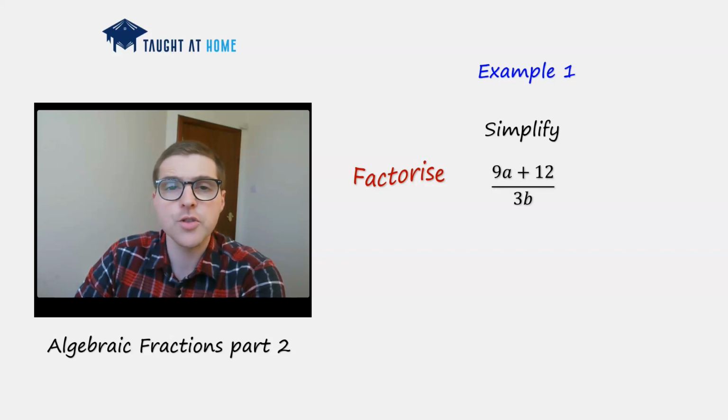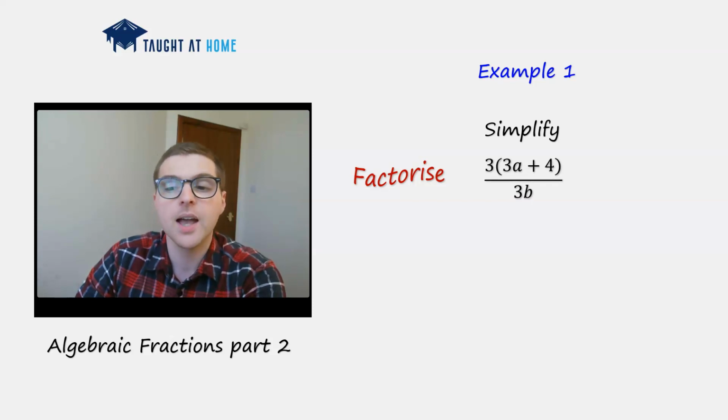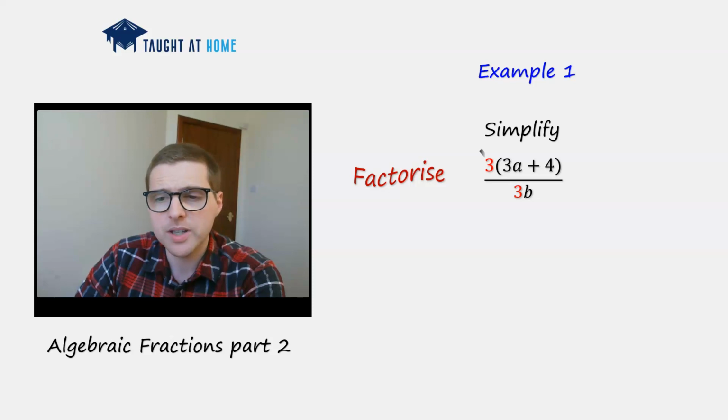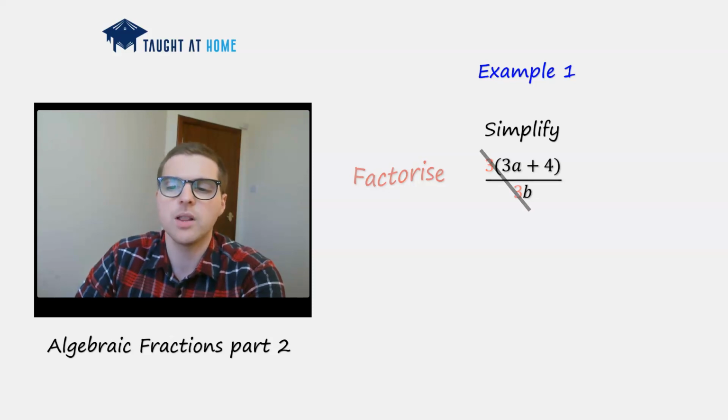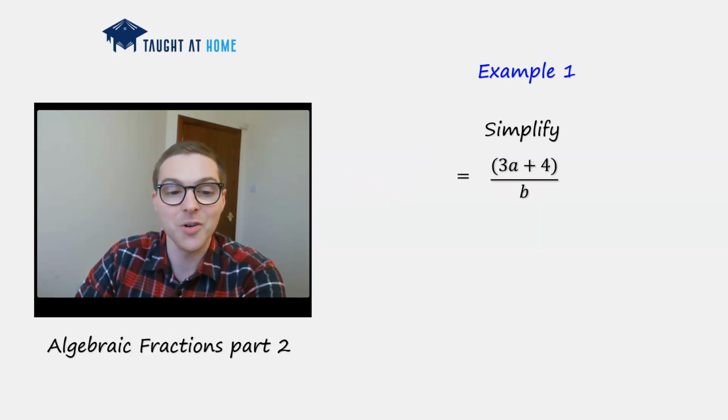Well, we could factor 3 out because both 9 and 12 are multiples of 3. So we factor 3 out, we're going to be left with 3 times (3a plus 4) all over 3b. And now what you'll see is the numerator and denominator are in terms of 3, so they are multiples of 3. So we can cancel the 3's out, and we're left with (3a plus 4) over b.